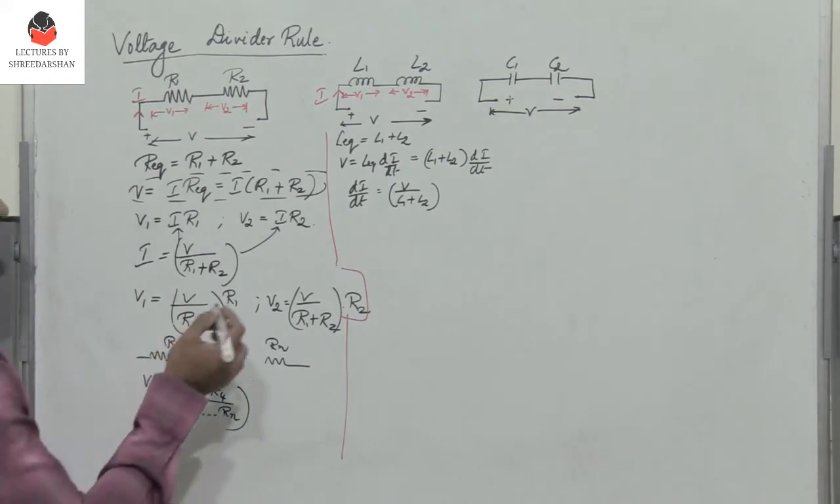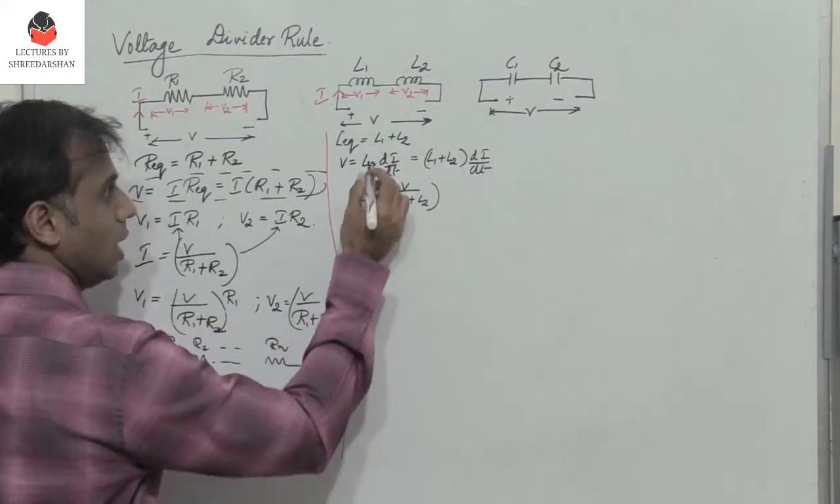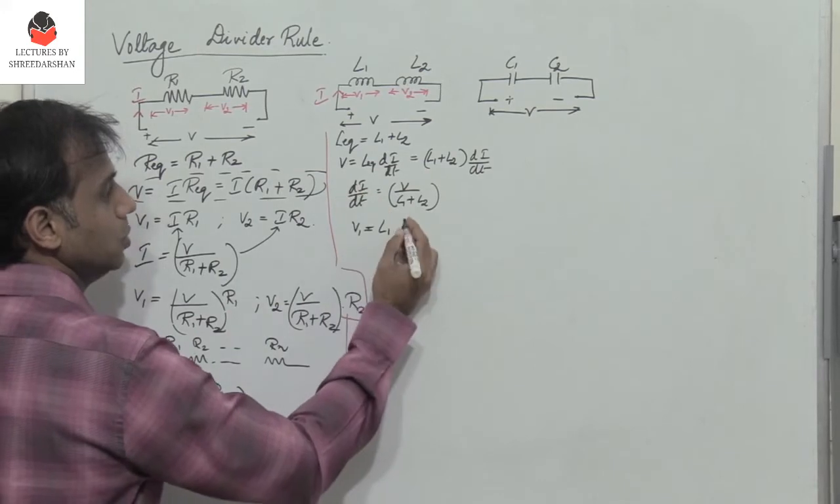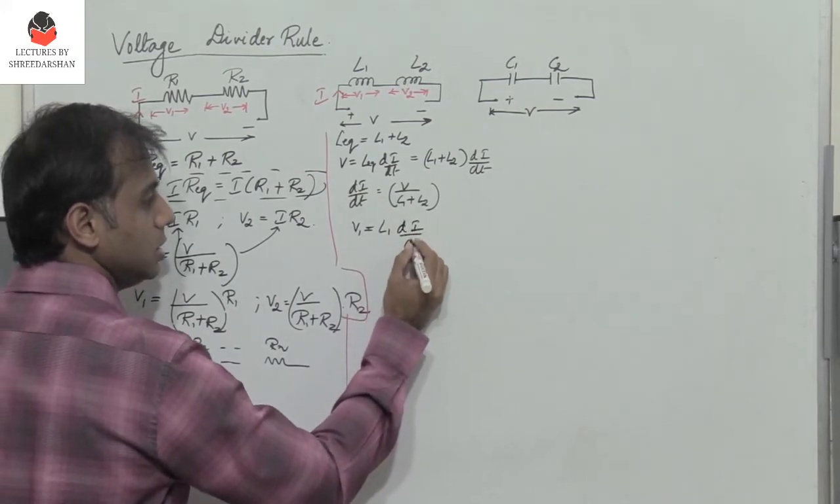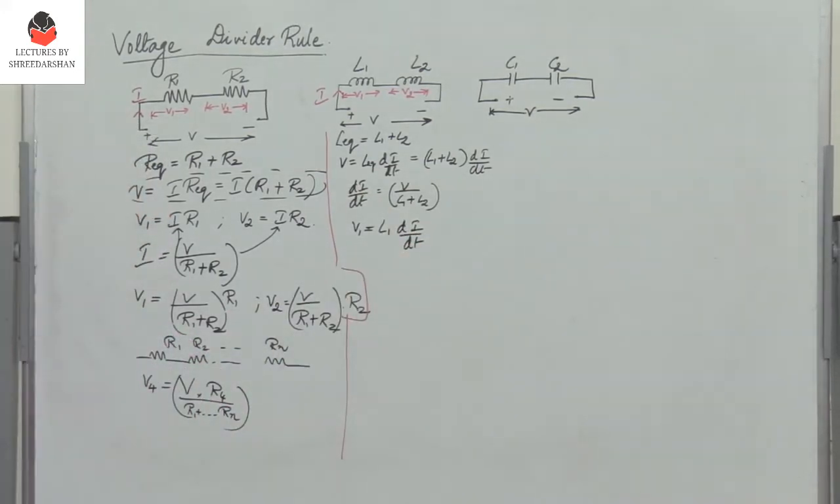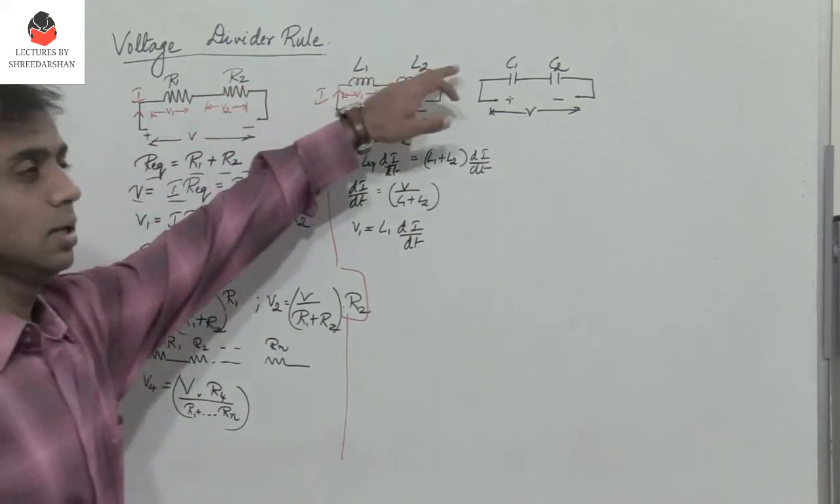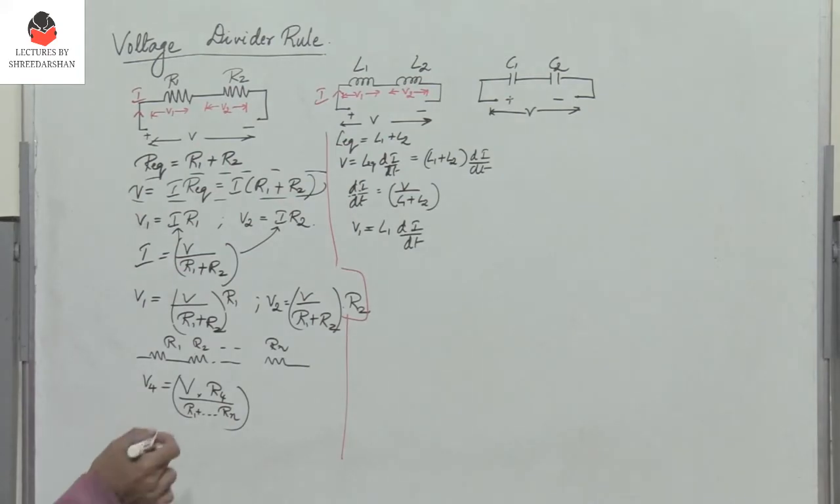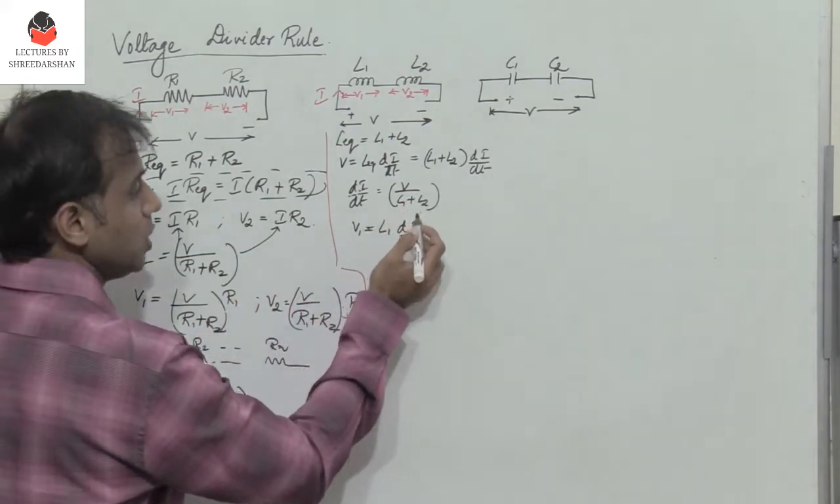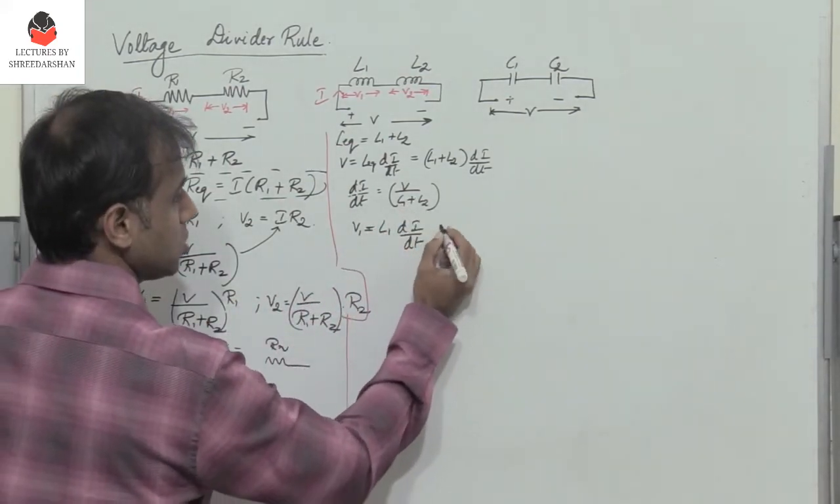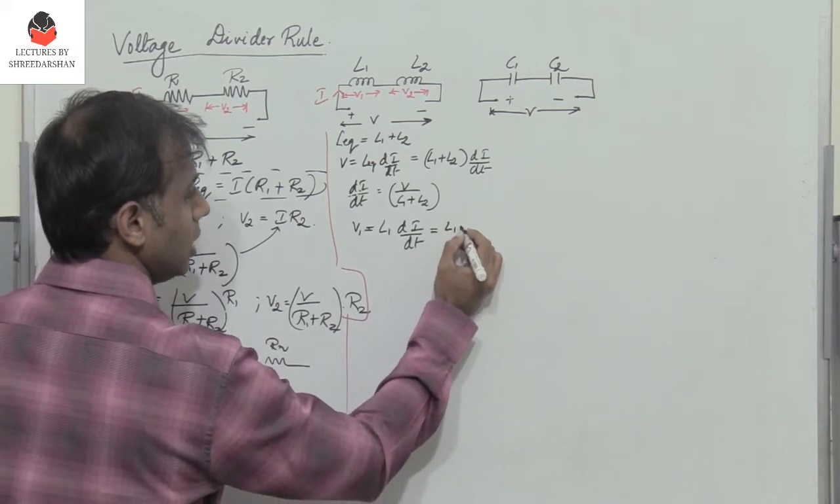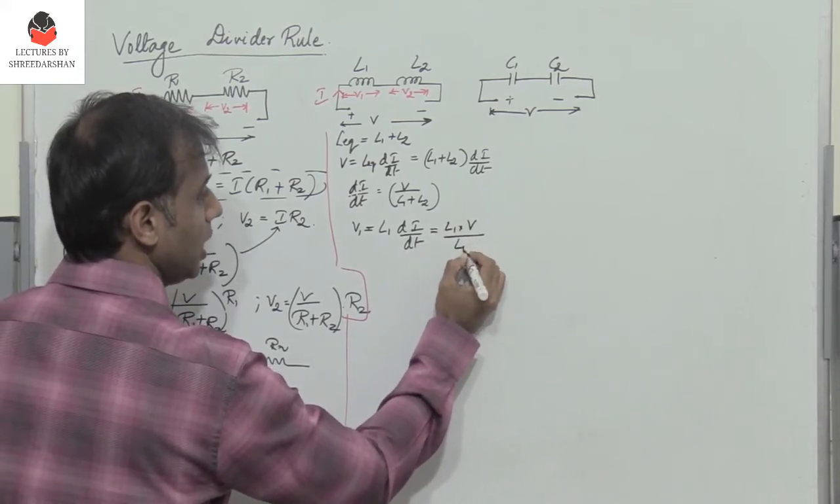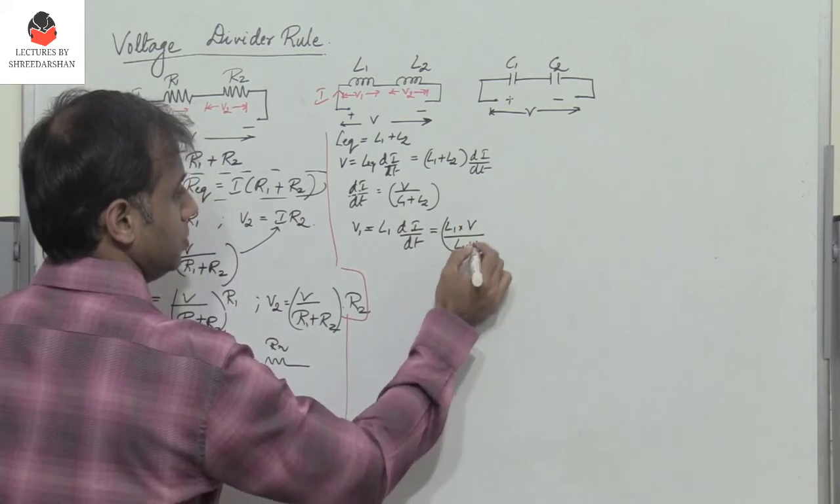Now what is V1? V1 is L1 into di by dt. Why is it di by dt? Because the same current I flows through all the inductors connected in series. But what is di by dt? It is V by L1 plus L2, isn't it? So therefore this is L1 into V divided by L1 plus L2.